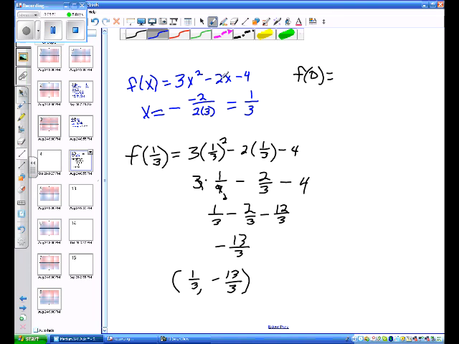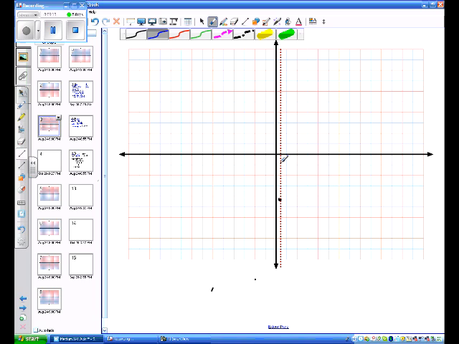Well, that means every term that has an x would be 0. So that's going to be negative 4. So our y-intercept will be (0, negative 4). Now, if we go to our graph and we plot that, at 0 we're going to be at negative 4.